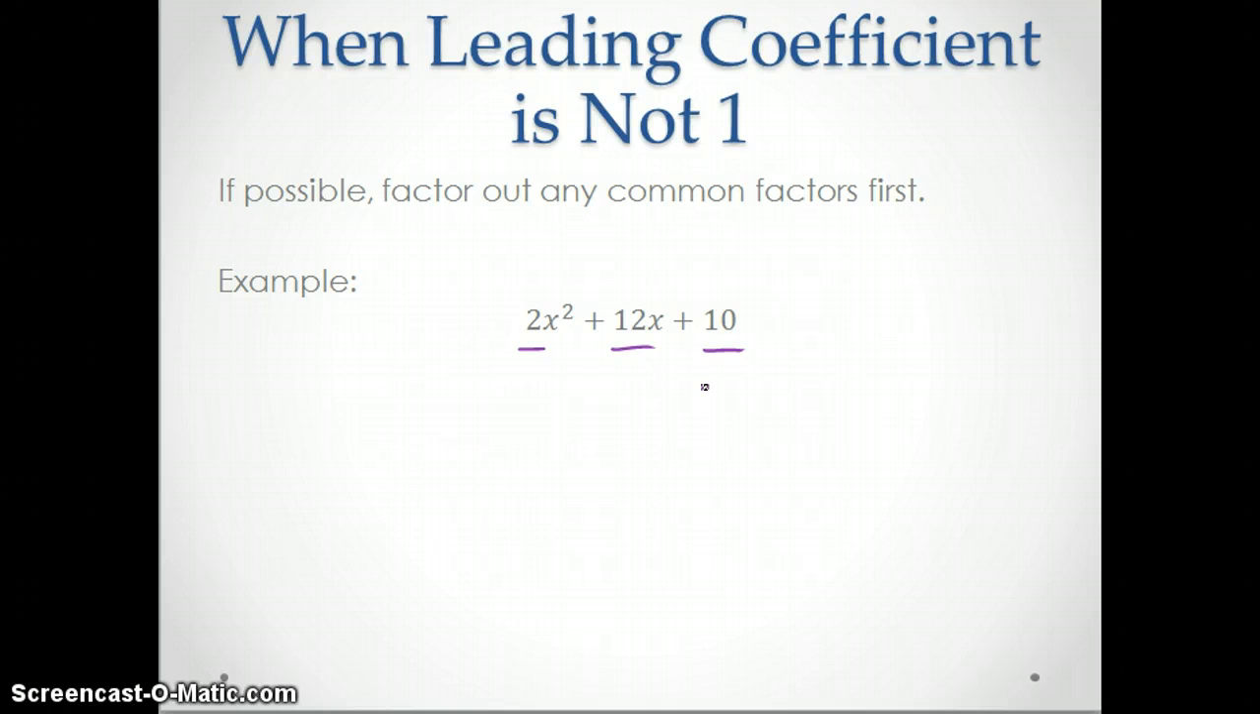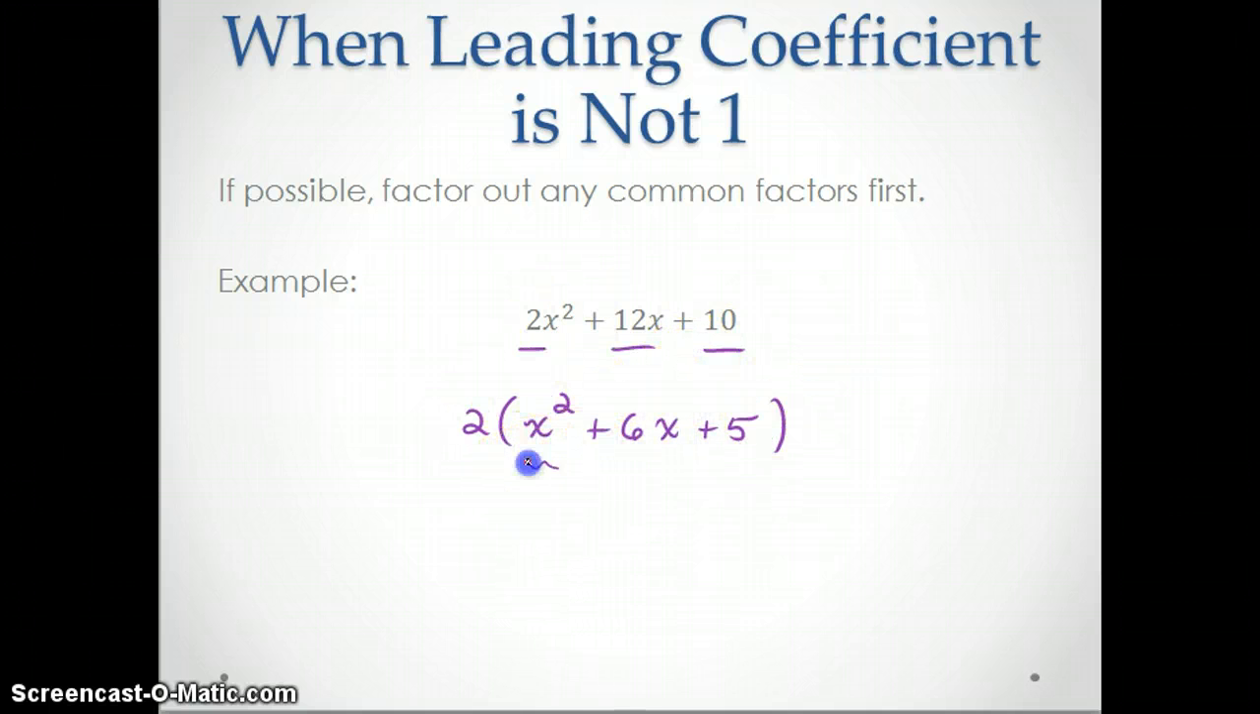And in this case, I know that 2 goes into 2, 2 goes into 12, and 2 goes into 10. So I'm simply going to factor that out of all three terms. I'm going to put that out in the front. So 2 times what gives me 2x squared? That's going to be x squared. 2 times what gives me 12x, that's a positive 6x, and 2 times what gives me positive 10, that is positive 5. Okay, so we've factored out our common factor.